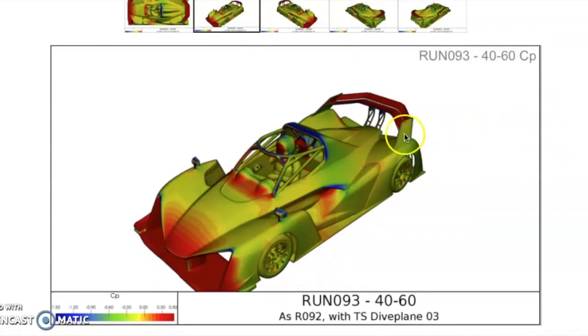So on screen now we have the A1. This is a CP plot over the top of the bodywork. CP stands for coefficient of pressure. Anything in the orange and up into the red is positive pressure. Anything in the yellow and down into the blue range is negative pressure.